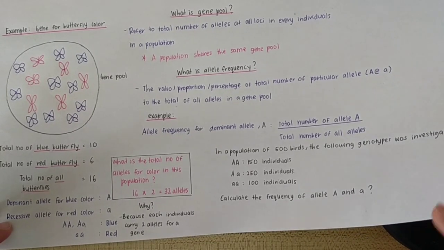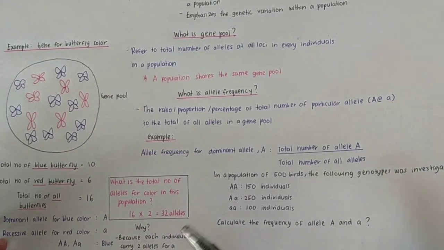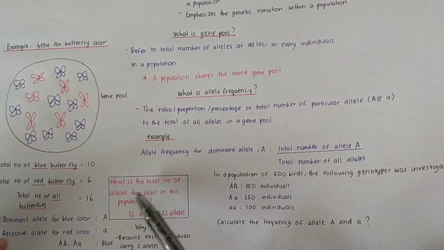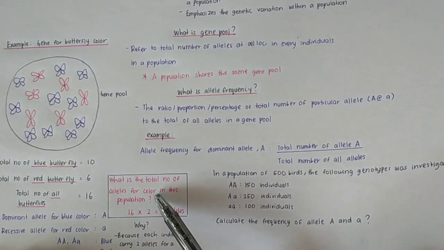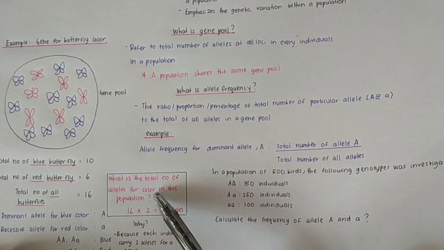Okay, so let's say if the question asks you to find the total number of alleles for color in this population. So, what is the total number of alleles for color in this population? How to identify the total number of alleles in this population?